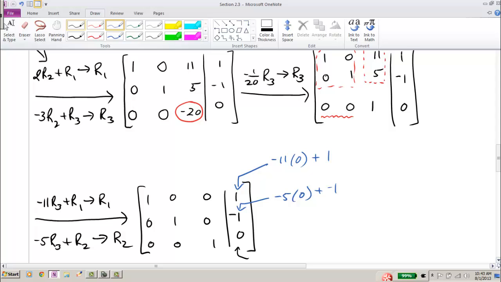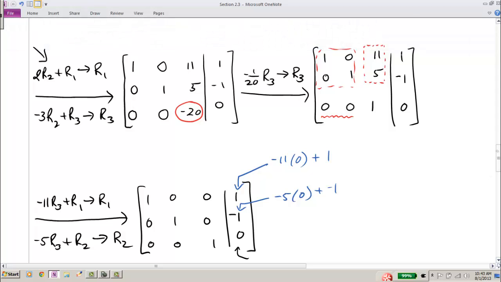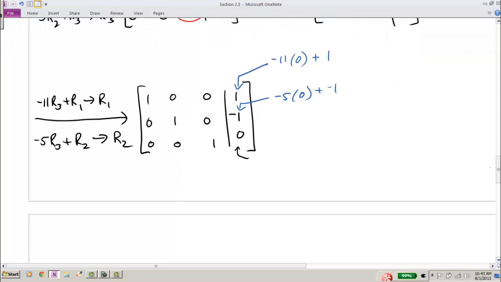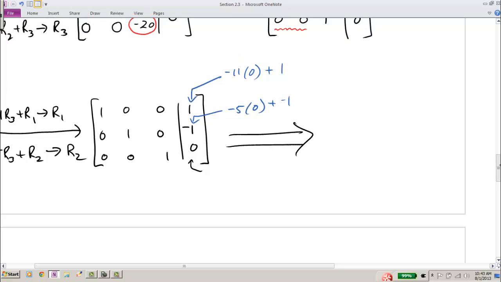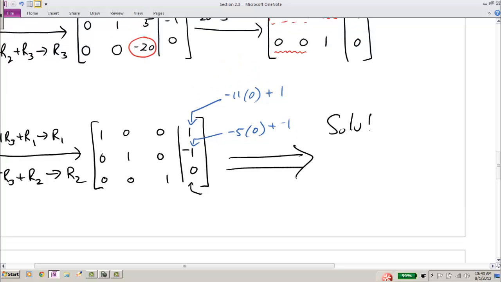And now we have our matrix in this reduced row echelon form. And this means that our solution is x1 equals 1, x2 is equal to negative 1, and x3 is equal to 0.